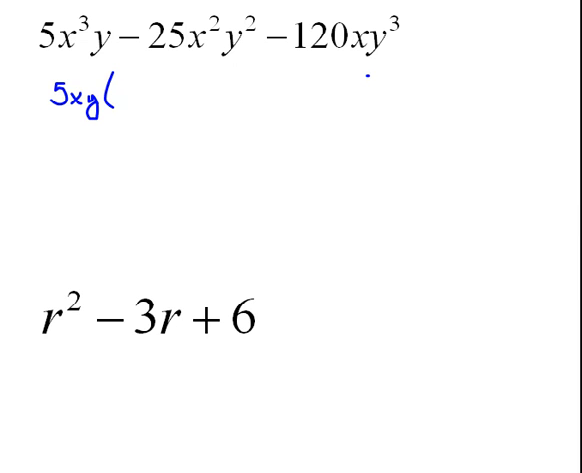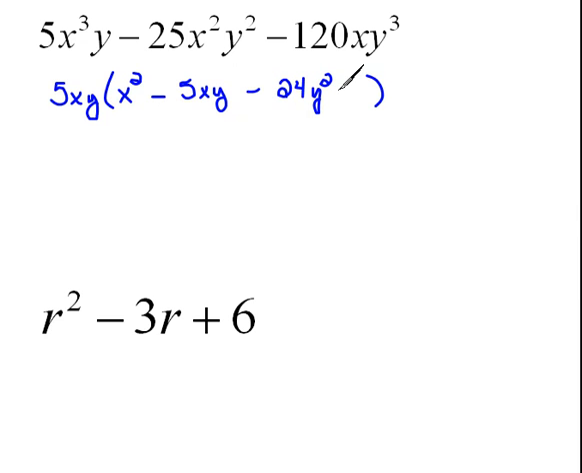Now let's see what we have left when we factor that out. 5xy times x squared will give us the first term. 5xy times negative 5xy would give us the second term. And 5xy times negative 24y squared would give us our third term.